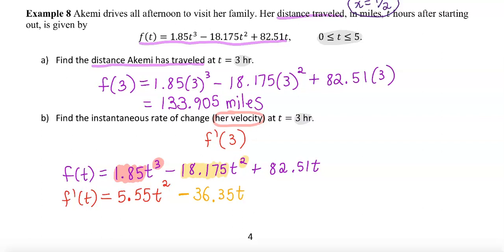Now the last one is 82.51t. And if you want to keep on using that power rule, you can say that the exponent is 1, so that you can multiply 1 times 82.51, which is going to be just itself, plus 82.51.